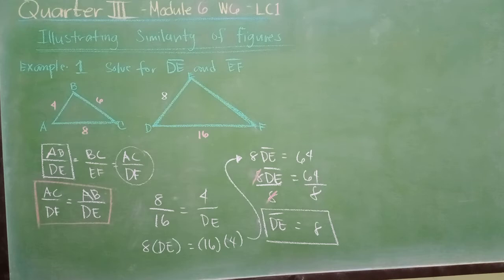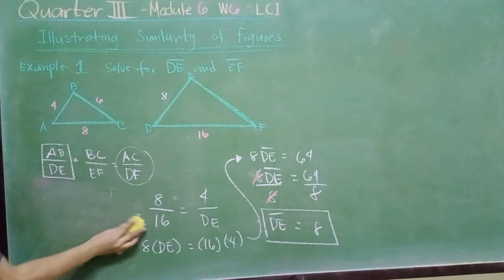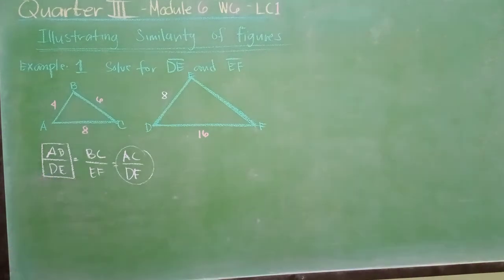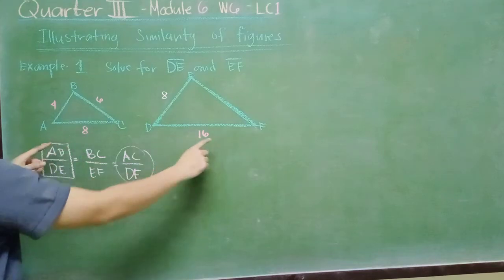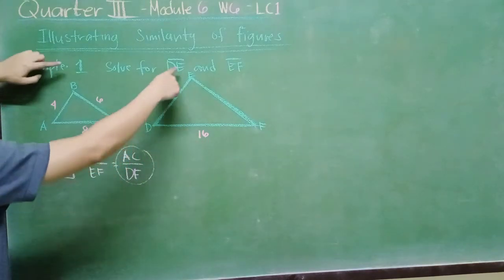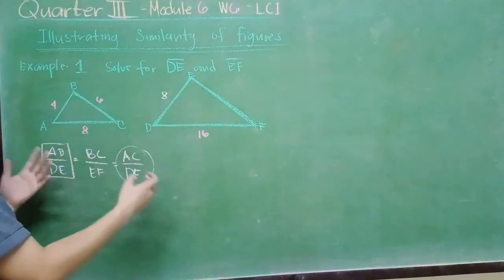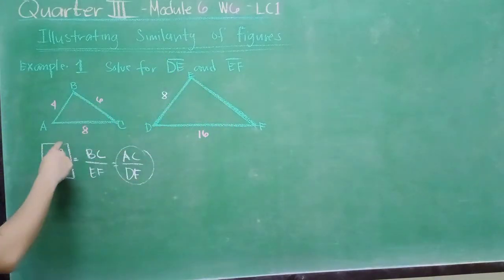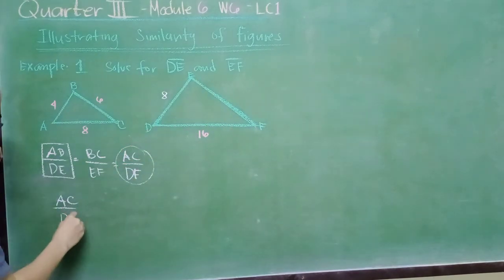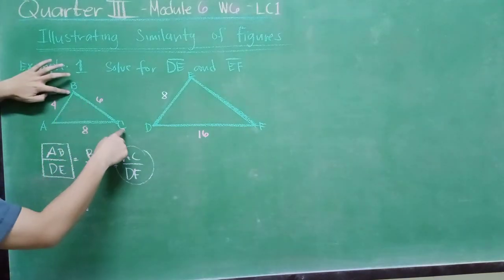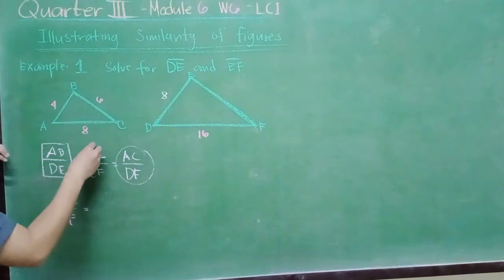Next, i-solve naman natin ngayon yung EF. Again, gagamitin natin yung ratio na AC over DF kasi meron na silang mga values. Actually, pwede mo nang gamitin yung dalawang ratio na ito kasi may value na sila parehas. Pero para hindi nakakalito, yung una natin ginamit, siya gagamitin natin para doon sa pangalawa. So, gamitin natin ulit yung AC over DF. Tapos yung nawawala is EF, which corresponds to BC. So, BC over EF.